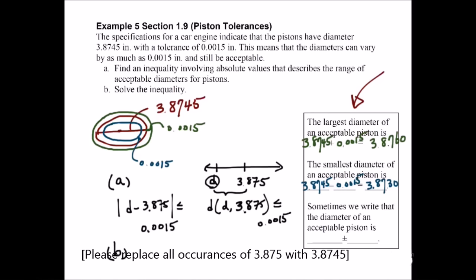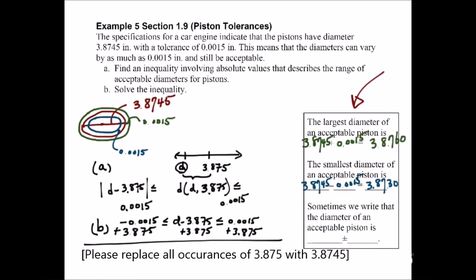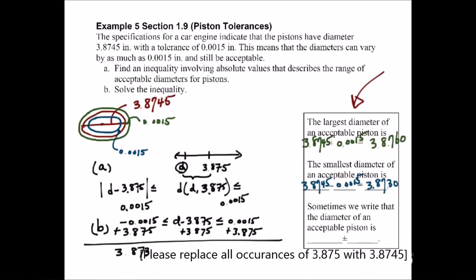Now if you go ahead and solve this inequality by first taking away the absolute value sign, we can rewrite this as d minus 3.8745 is less than or equal to 0.0015, and greater than or equal to negative 0.0015. Then solving this inequality simultaneously involves simply adding 3.8745 to every side of the inequality, which would give us the desired answer: 3.8730 is less than or equal to d, which is then less than or equal to 3.8760.